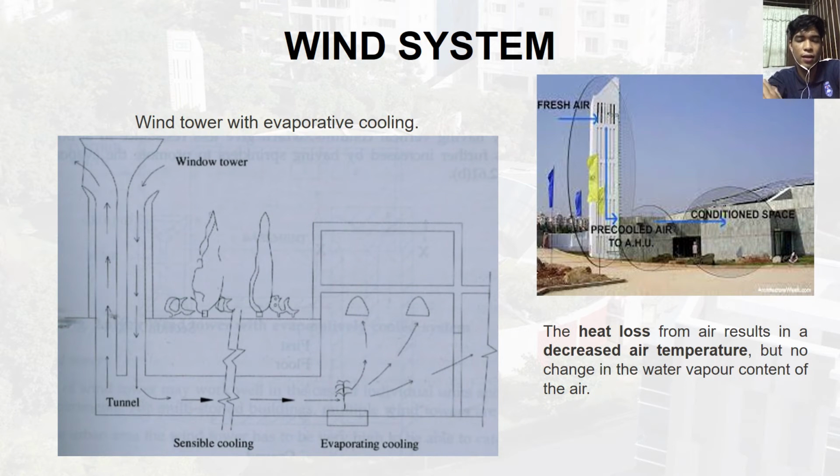This is the second last of the passive building energy, which is the wind system. The image shows the wind tower with evaporative cooling. The air from the wind tower will go into the tunnel and the sensible cooling. From the sensible cooling, it will go to evaporative cooling. So this shows the building and the fresh air, and the heat loss from air results in decreased air temperature but no change in the water vapor content of the air.